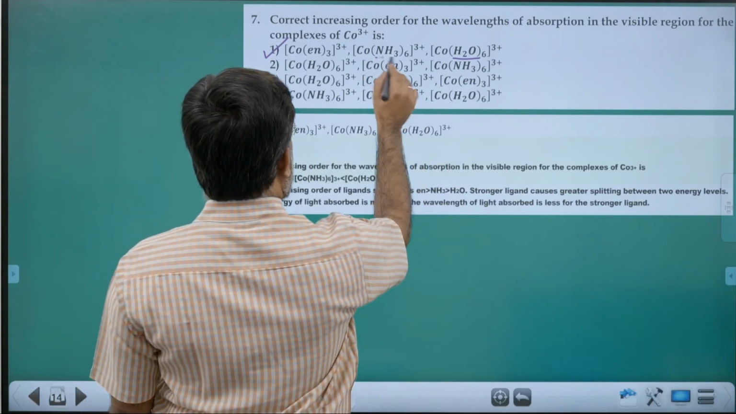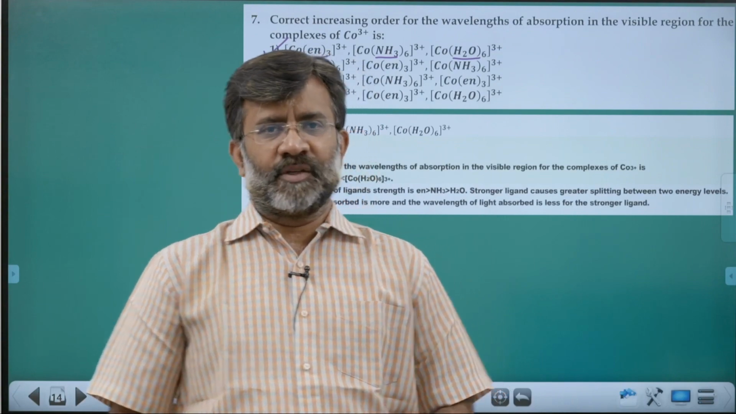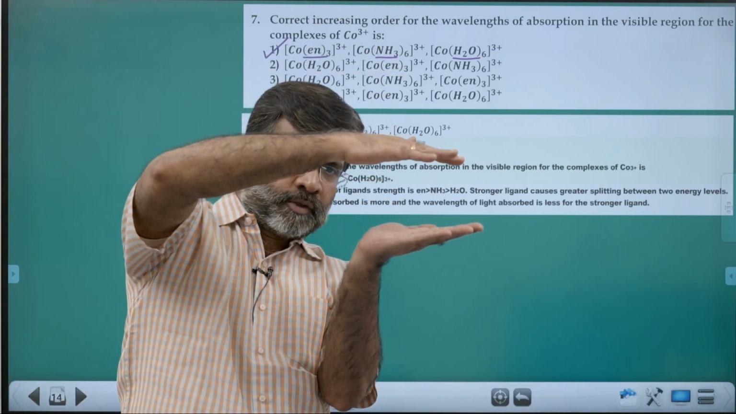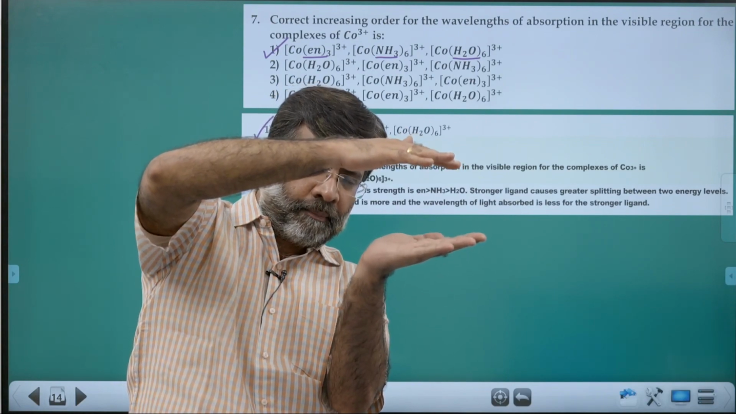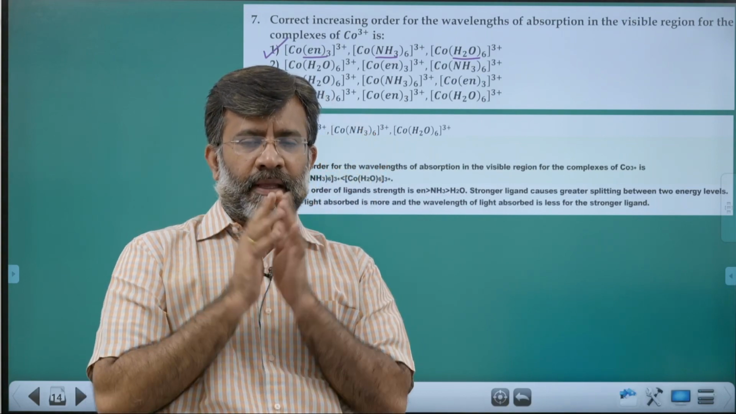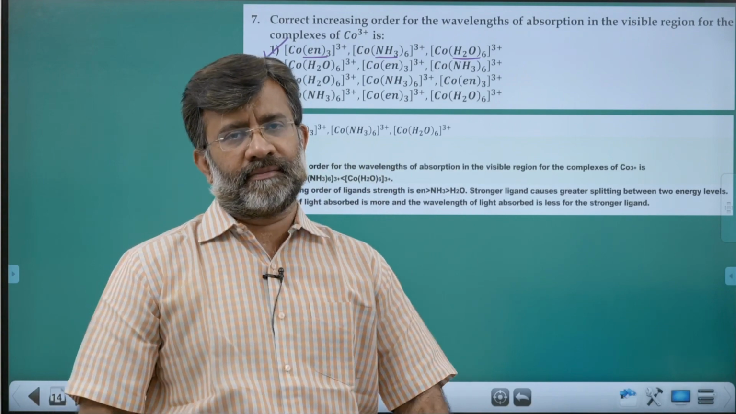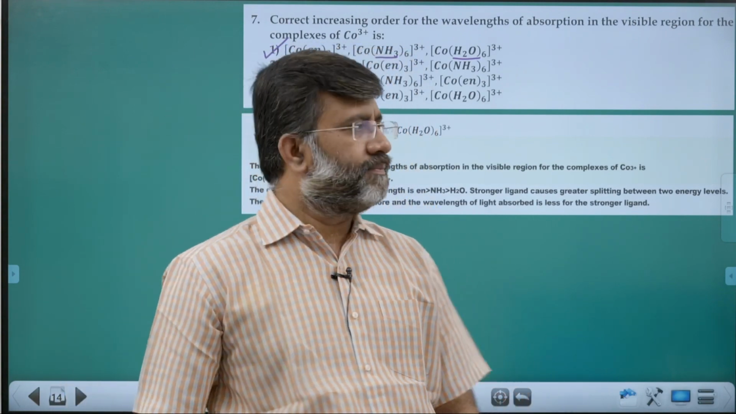You see, water is a weak ligand. The next is ammonia, and en is a strong ligand. So water is a weak ligand, so the splitting will be minimum. So the energy for transition will be minimum. Frequency will be minimum. Wavelength will be maximum when it is water. Then comes ammonia and then comes en. Clear?